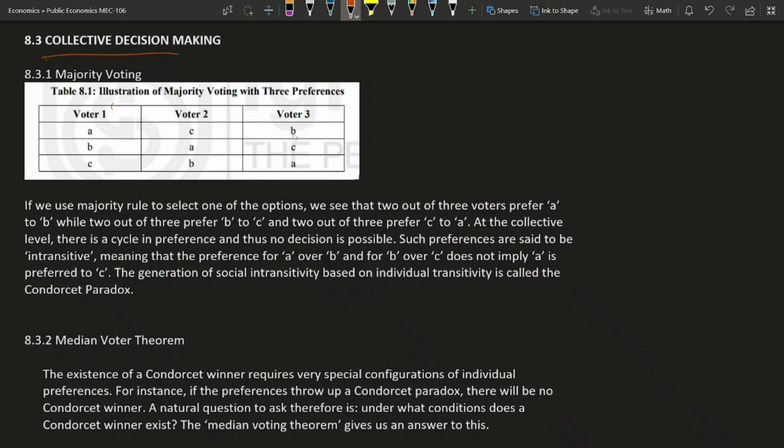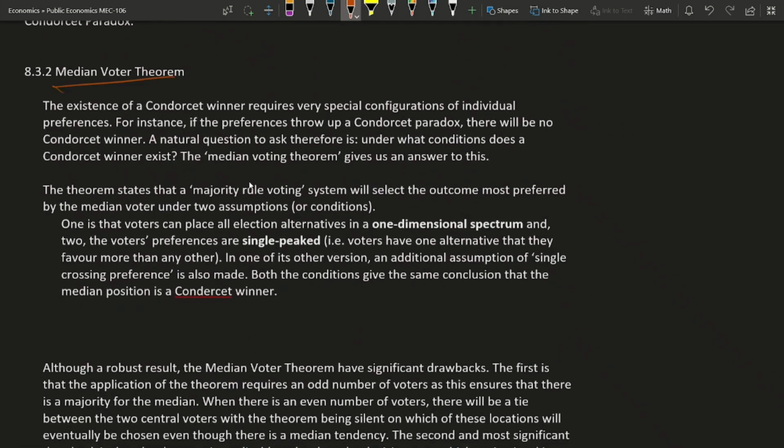We have seen in an earlier video the example of majority voting and three preferences. We have seen that no one candidate is able to achieve the majority using the single vote preference. Here, in this case, no one candidate is the Condorcet winner. So we will see what the requirements or conditions are in that case, so we can achieve the Condorcet winner. The answer gives the median voter theorem. So the median voter theorem puts out some conditions.